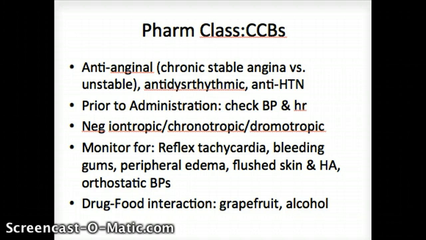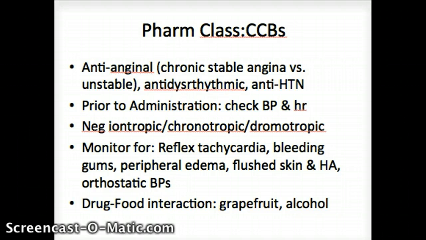Another thing is, since one of the risk factors for this drug is orthostatic hypotension, I'm going to make sure that I do education about getting up slowly to help decrease dizziness and falls, even changing positions, not even just getting up from a chair to walking.